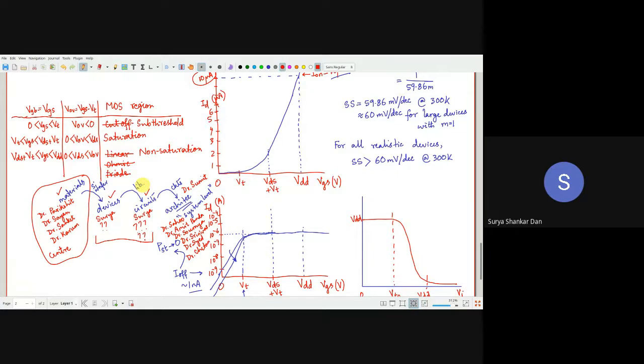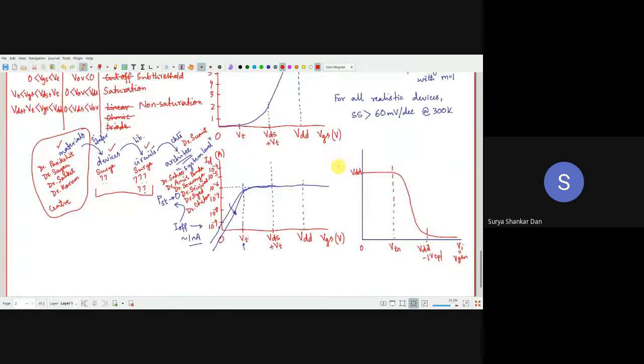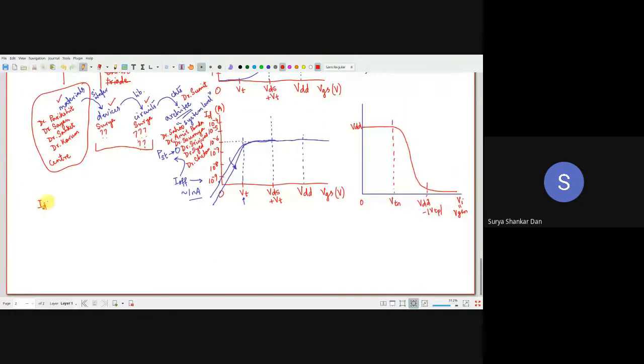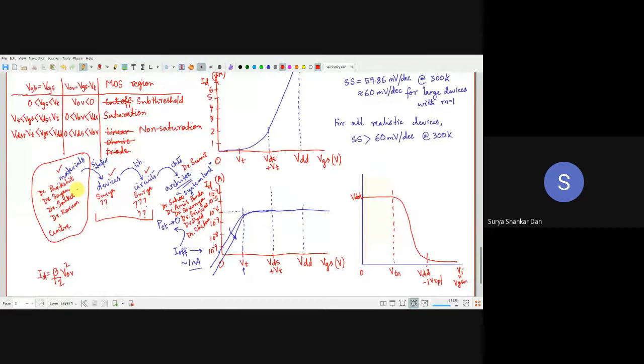Okay, for example, we all know this mu n Cox W by L, this kind of an equation. Using this equation only, you will go ahead for the circuits, right? We all know, right? ID is equal to beta by 2 VOV square. Correct. Saturation ka equation. So now, the point is, who gave you this equation? The devices people gave you this equation, using which you are designing the circuits. Correct? So these are some of the abstraction levels which you have to think about.